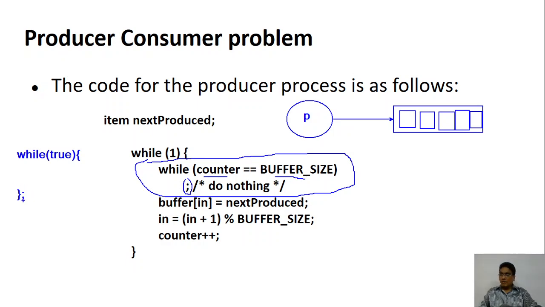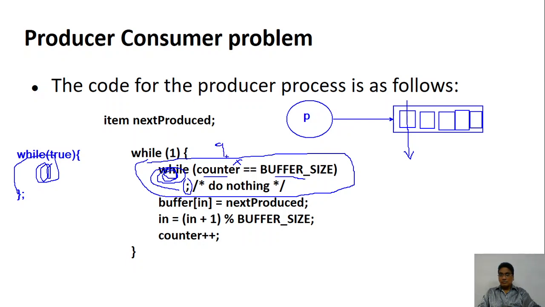This while loop will continue forever and ever. So it is a dummy while loop, and the same thing is done over here. If the condition is true, this will keep on executing again and again until the counter value changes. When will the counter value change? The counter value will change if one of the items is pulled out. In other words, if one of the items is consumed by the consumer, then the counter value will change and become 9.